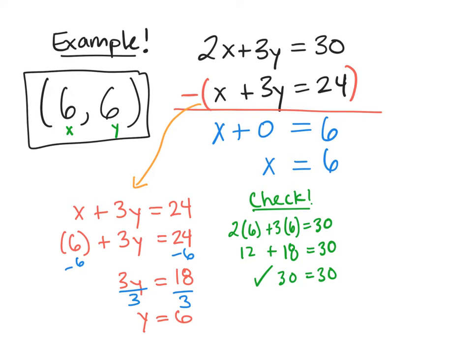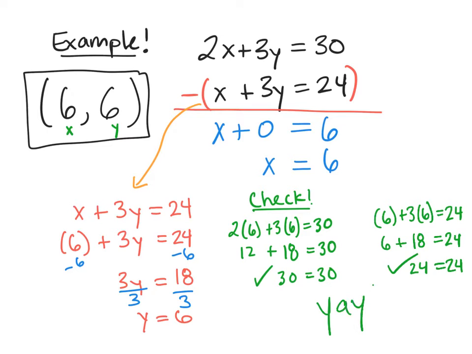Now, I have to check the other equation too, because it has to work in both equations in order for this to be a solution. So let me use the second equation, this one right here, and plug in my numbers. So I have 6 for x and then 6 for y, and that's 24. So that's just 6. 3 times 6 we already said was 18. And 6 plus 18, sure enough, hot dog. So that works for both of them, so that means that this is, in fact, correct. I've proven that it works.